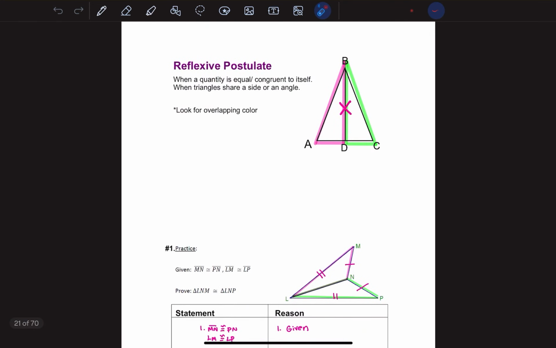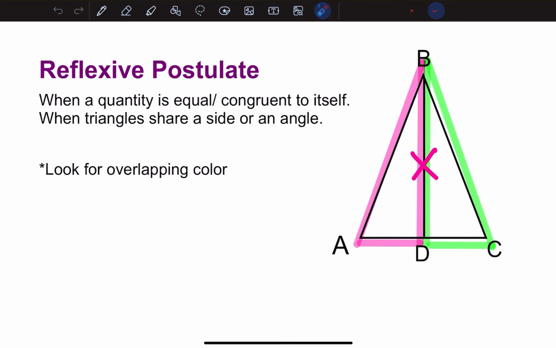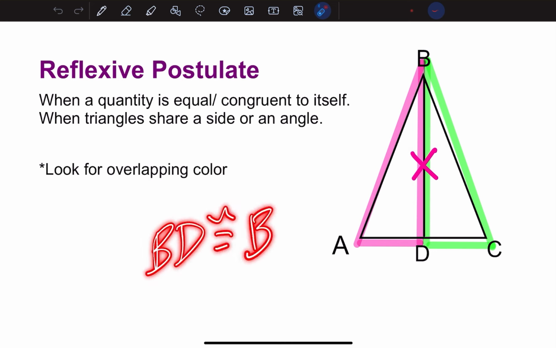To make sure that we can prove triangles congruent, like we had mentioned, I think in lesson 1, the reflexive postulate says that a quantity is equal or congruent to itself, when triangles share a side or an angle. So if you have two triangles that are side by side and you highlight them in two different colors, the side that has both colors, in this case the one that has both the purple and the green, we could say that BD is congruent to BD. Why? Because of reflexive.